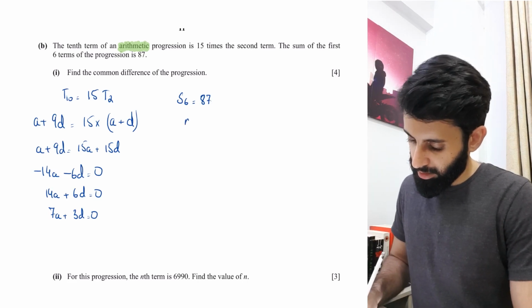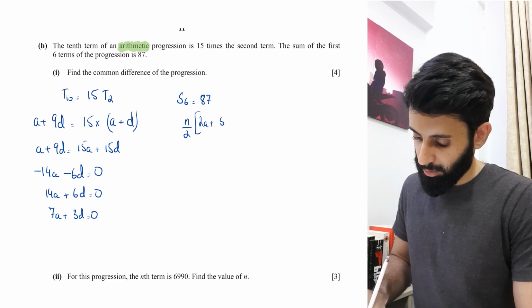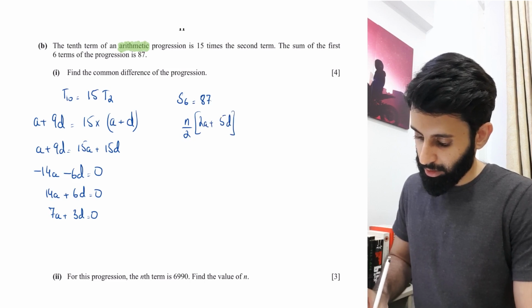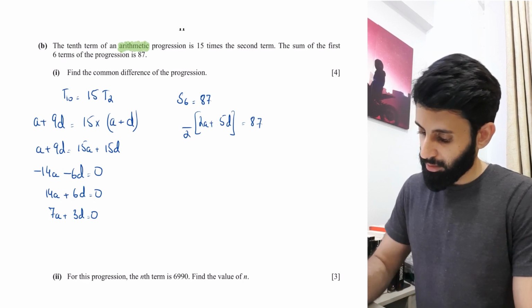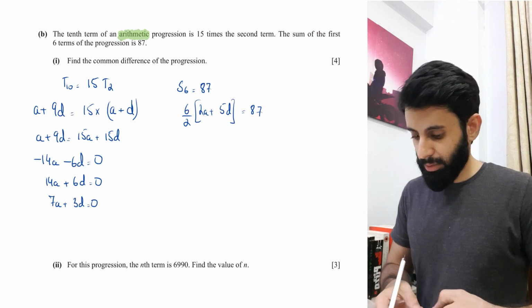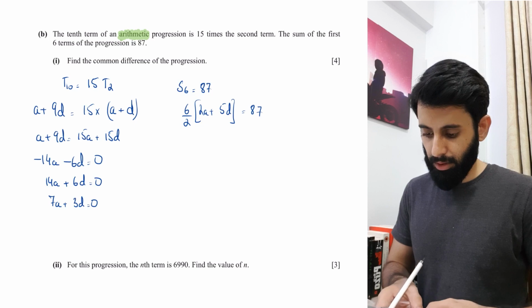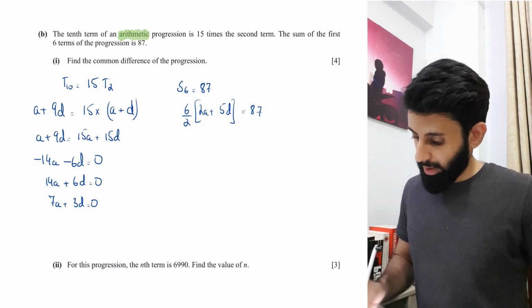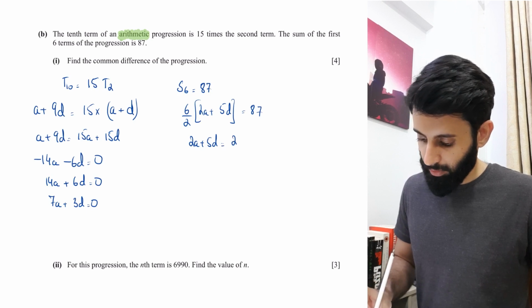So the sum is equal to n upon 2 into 2A plus 6 minus 1, so that's going to be 5 times the common difference, which is equal to 87. n is going to be equal to 6, which I forgot to write. So first thing I'm going to do is take 87 multiplied by 2 and then divide by 6. So I'm looking at 29. So that means 2A plus 5D is equal to 29.